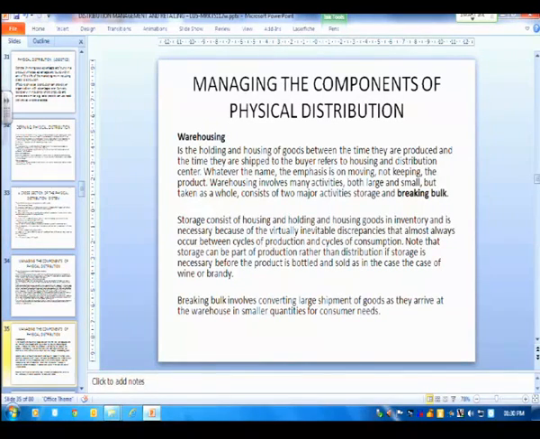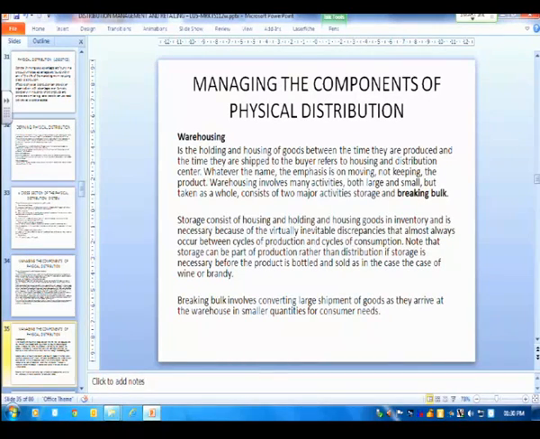Let's look at managing the components of physical distribution. Warehousing. This is the holding and housing of goods between the time they are produced and the time they are shipped to the buyer, and refers to a warehouse and distribution center. Whatever the name, the emphasis is on moving, not keeping the product.